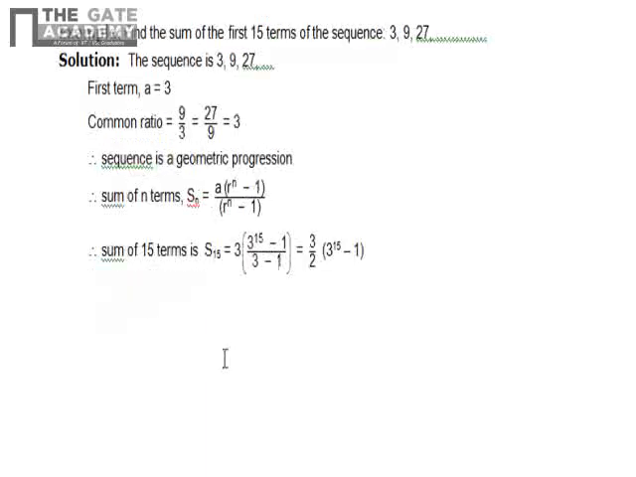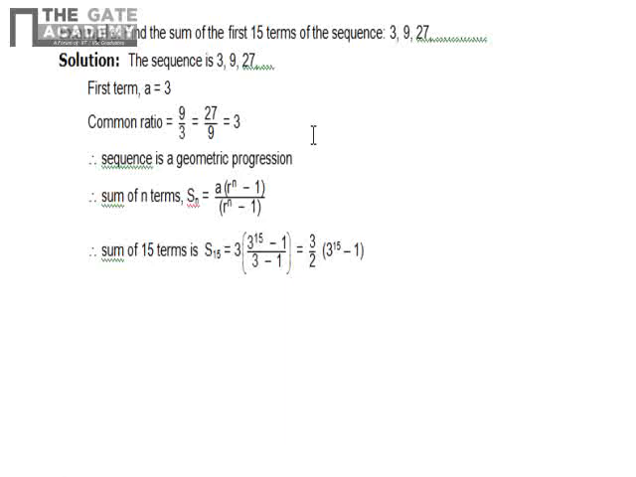Here is the next example. Find the sum of the first 15 terms of the sequence 3, 9, 27 and so on. First you'll have to check whether this series is in AP or GP. The first term A is equal to 3. Now the common ratio: 9 by 3 is equal to 3, 27 by 9 is equal to 3. That means the common ratio is 3, so the sequence is in geometric progression.